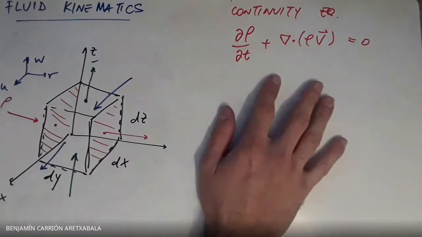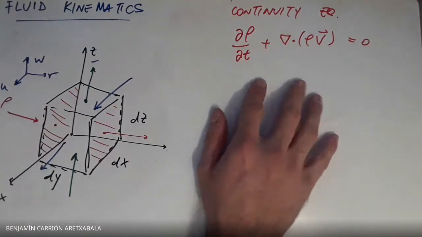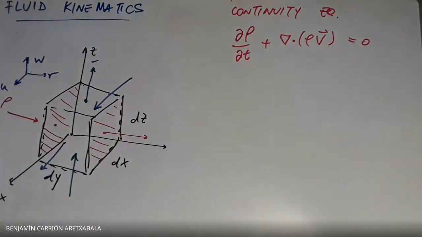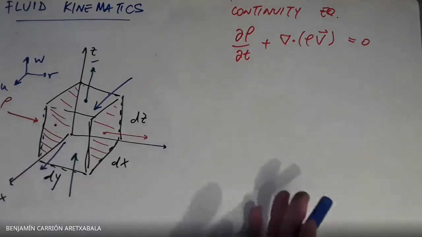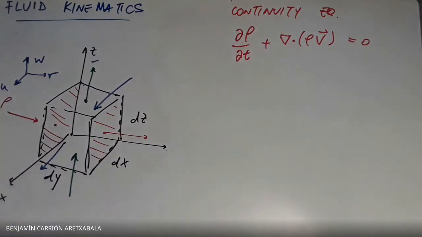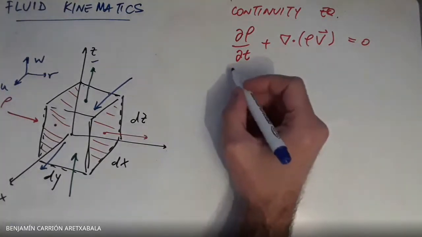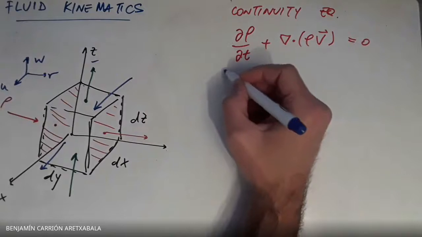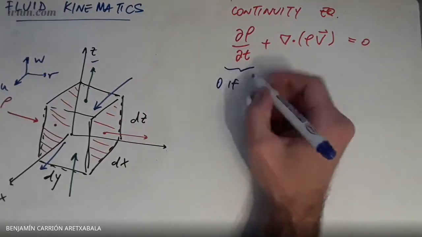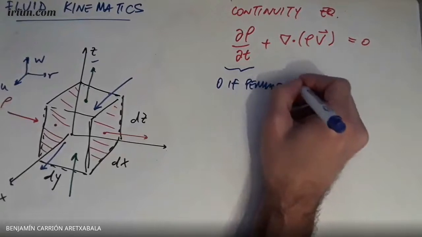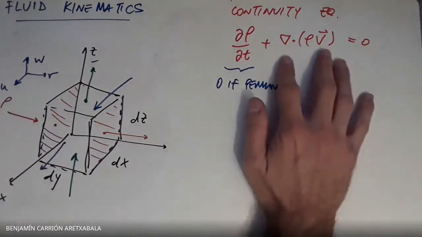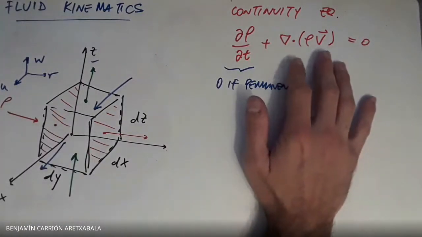Okay, so this is the continuity equation, or the mass conservation equation. Basically, this is a mathematical way to show that the mass of the fluid is conserved. Now, if you remember what we said about classification of flows, you can see that here there is a derivative of time. So if we have a permanent flow, this should be zero. So if your flow is permanent, you only have the advection part of the equation, right?